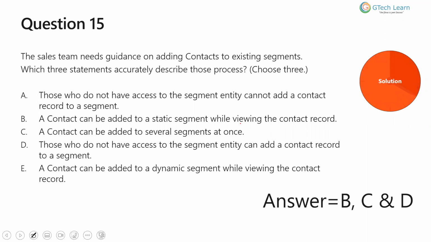Okay, so the correct answer is going to be option B, C, and D. We do not have the segment entity, but if we do have the permission available for the contact, we can create the segment as well. So option B, C, and D is the right answer. A contact can be added to a static segment while viewing, a contact can be added to several segments, and also those who do not have access to the segment entity can add a contact record to the segment. So let's move ahead now with the next question.